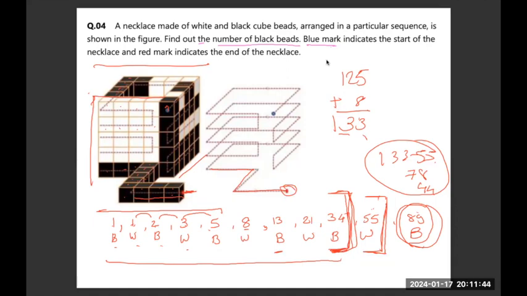After I find that, all I need to do is find out the number of black beads that are there. I will just add up the numbers that have black beads that are here. So it will be 1 plus 2 plus 5 plus 13 plus 34, which will come to 55, which is the answer that I'm looking at.